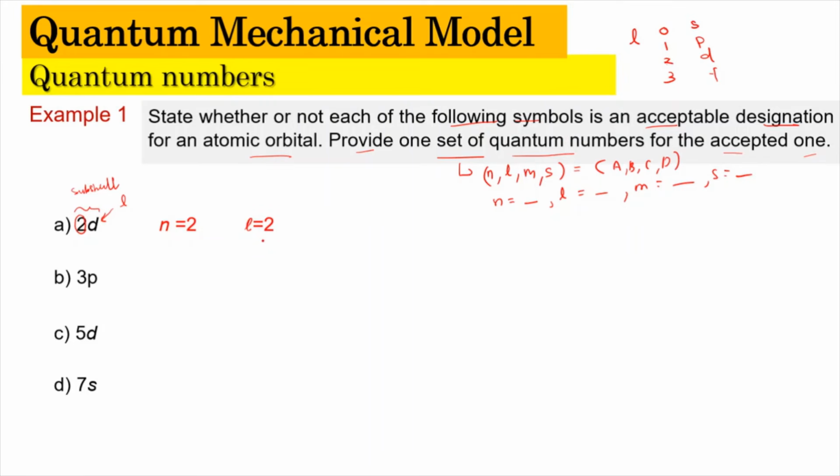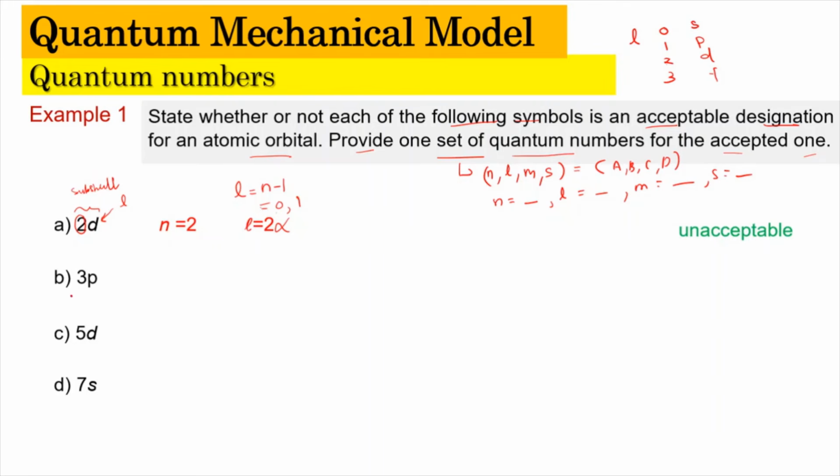Is it acceptable or not? No, it is not acceptable. So this is unacceptable. You know that l depends on the value of n, so l needs to be from 0 up to n minus 1. So the values that are acceptable are going to be 0 or 2 minus 1, which is 1. Only these two values are acceptable. If l is 2, then it is not acceptable. Because of this reason, we cannot write the set of quantum numbers.